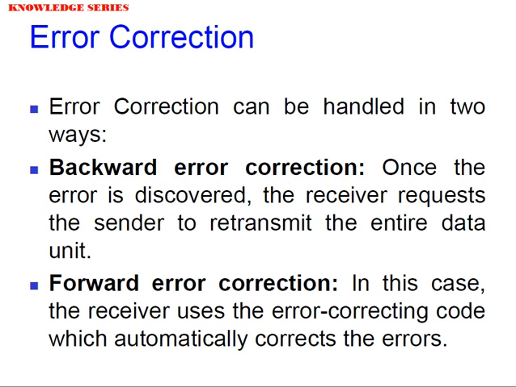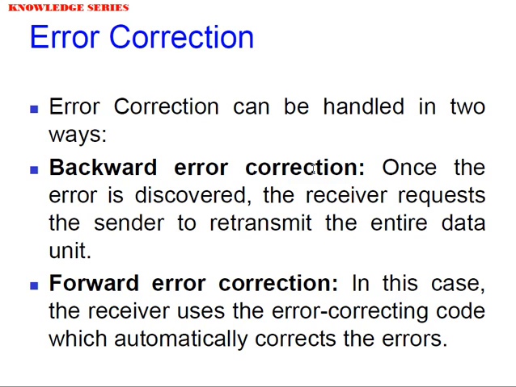Error corrections can be handled in two ways. One is backward error correction, another is forward error correction. What exactly does backward error correction mean? It means that once the error is discovered, the receiver requests the sender to retransmit the entire data. That means you transmitted data and the receiver is requesting that you retransmit, because the data was not proper. That is known as BEC, or backward error correction.